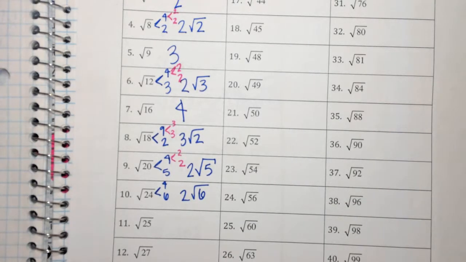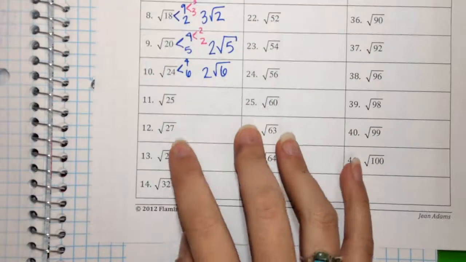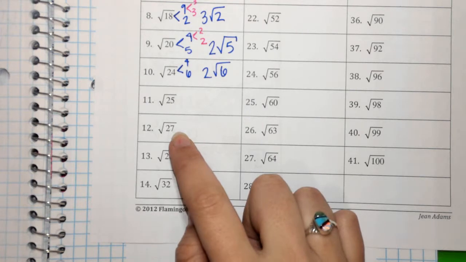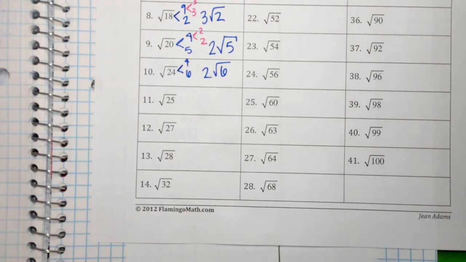What is the square root of 25? Okay, what is the biggest perfect square that goes in? Oh, wait, it's 9. 9 is not 20. He's on 27.